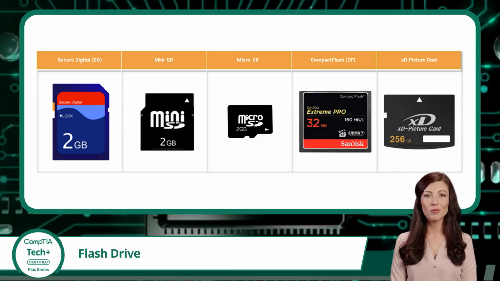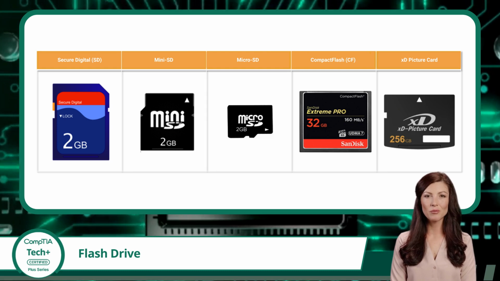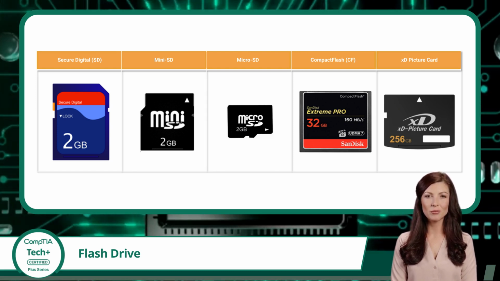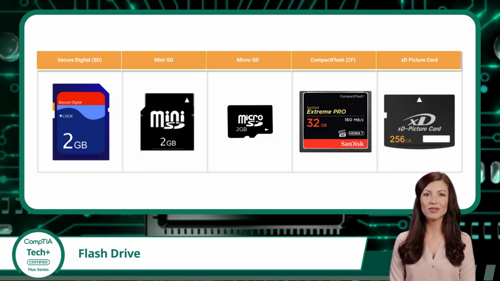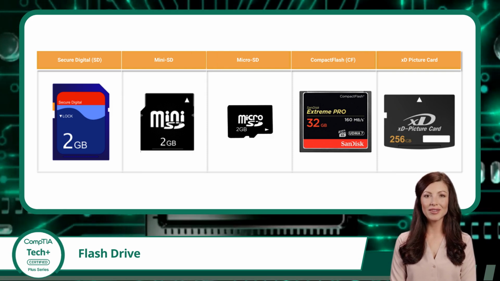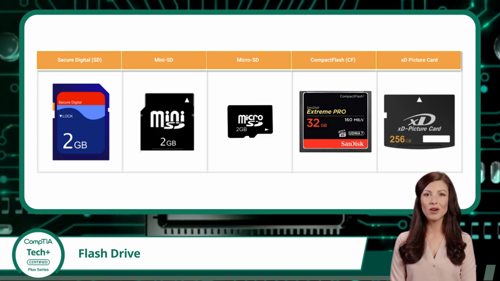Memory cards can also be considered a form of flash drive. These too use flash memory technology to store and transfer data. However, there are some differences in terms of form factor and usage. Memory cards are typically smaller and thinner than traditional USB flash drives. They are designed to be inserted into specific memory card slots on devices such as cameras, smartphones, tablets, and other computing devices. Common types of memory cards include secure digital or SD cards, mini SD cards, micro SD cards, compact flash cards, and XD picture cards.